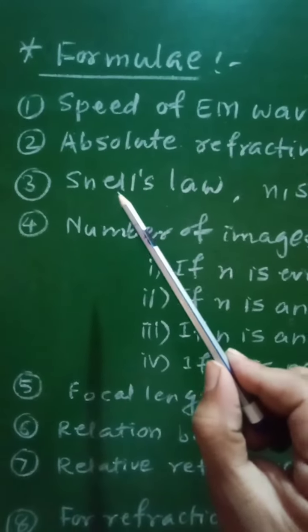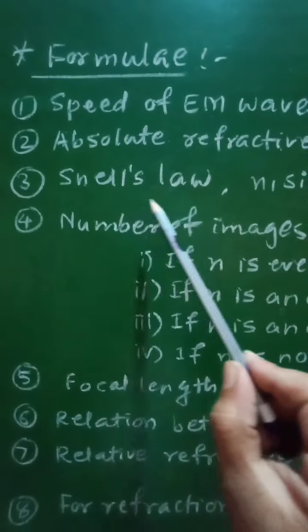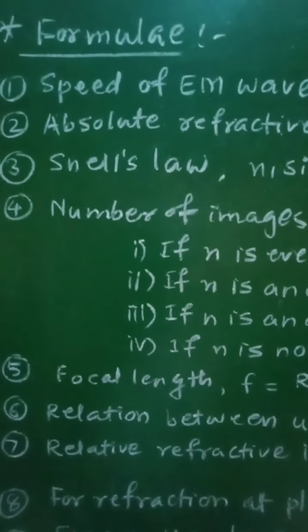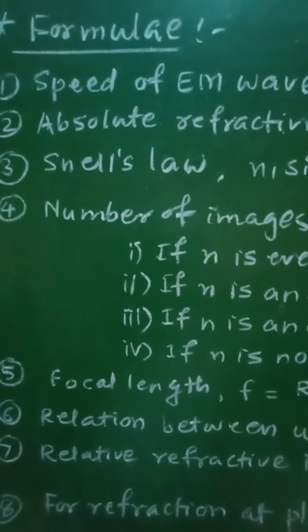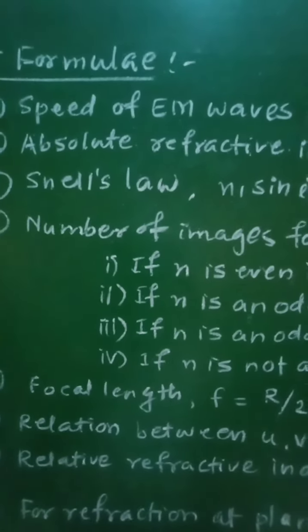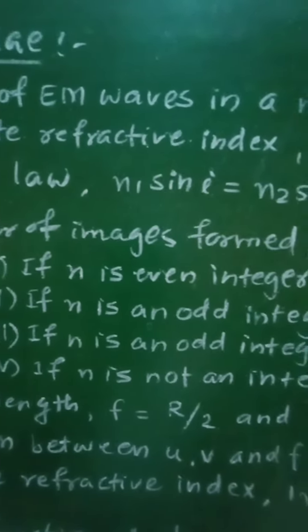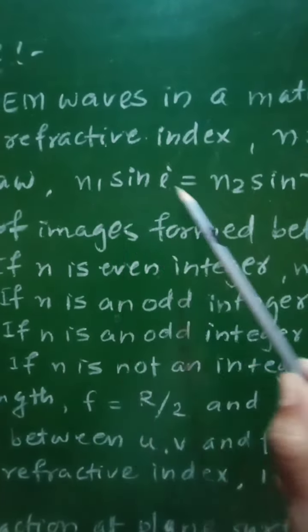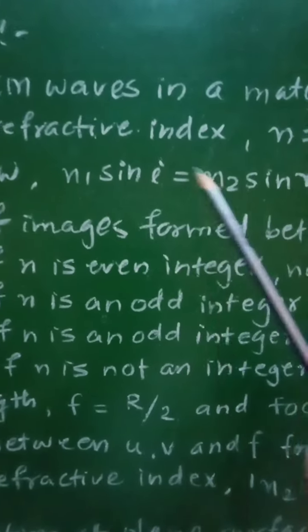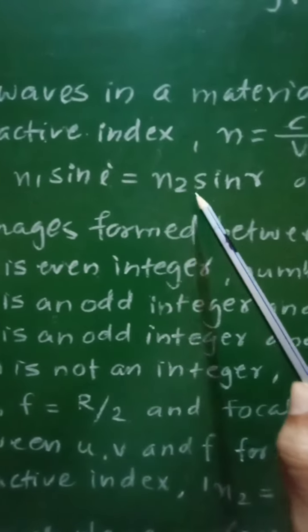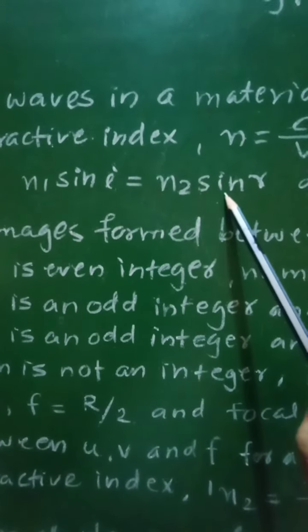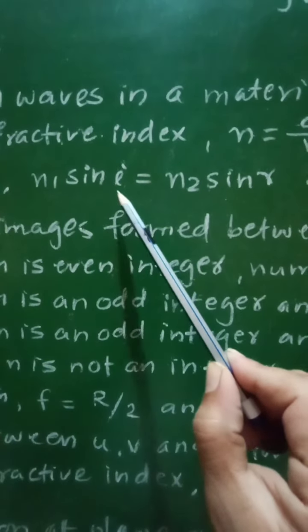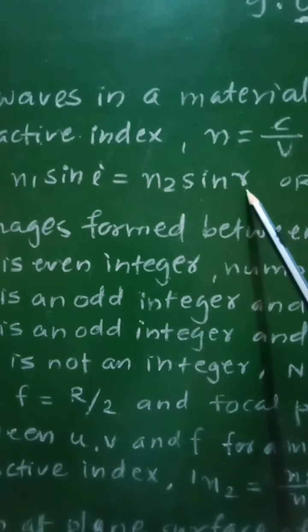Then the third formula gives Snell's law. It gives the relation between angle of incidence and angle of refraction, that is angle I and angle R. If n1 and n2 are the refractive indices of the first medium and second medium, then n1 sin I equal to n2 sin R. Here I represents angle of incidence and R represents angle of refraction.